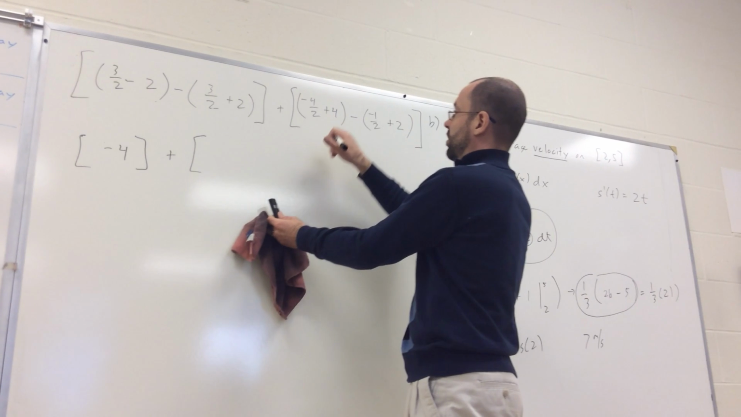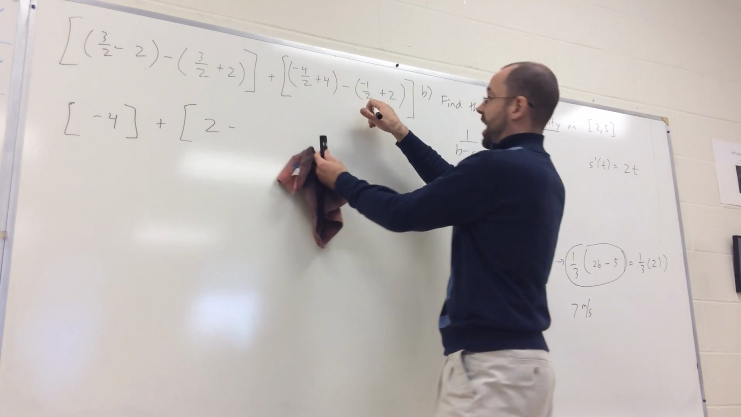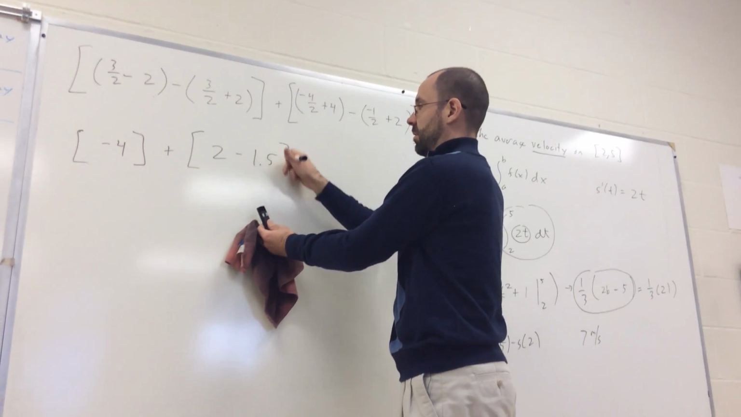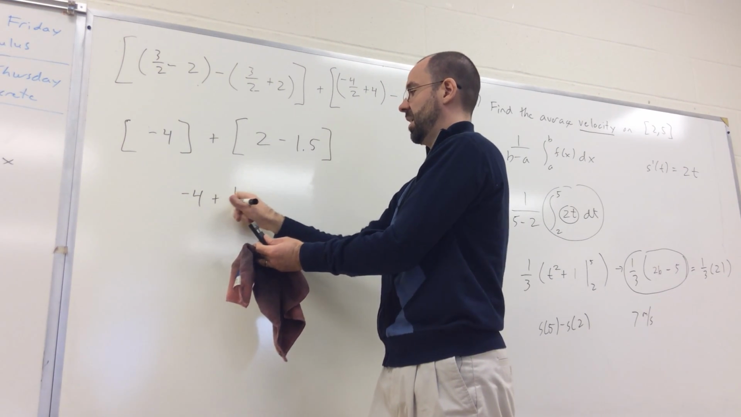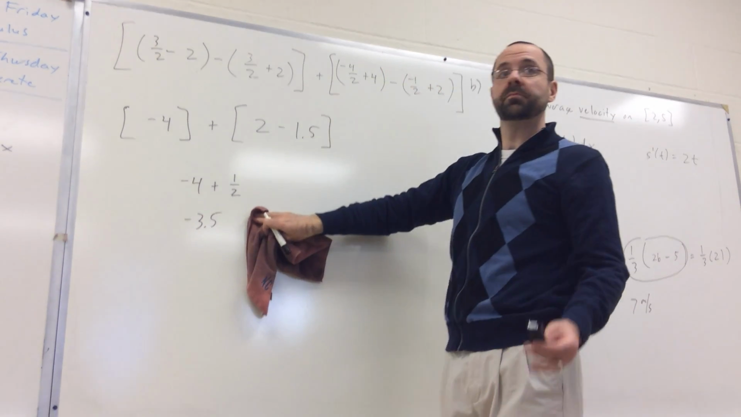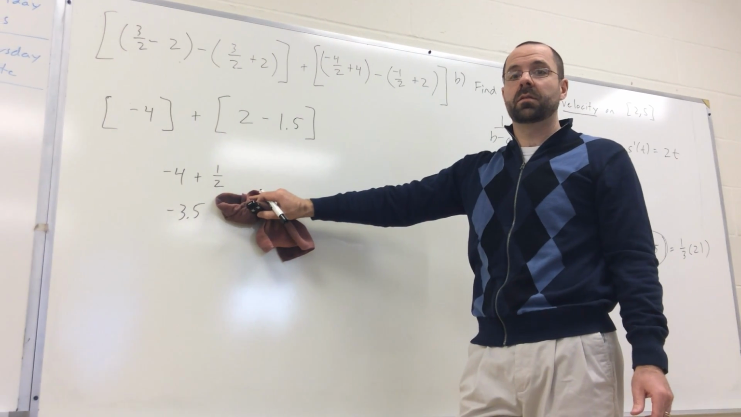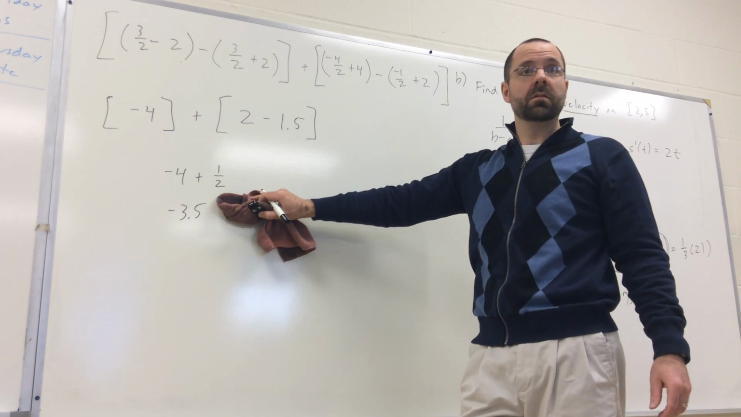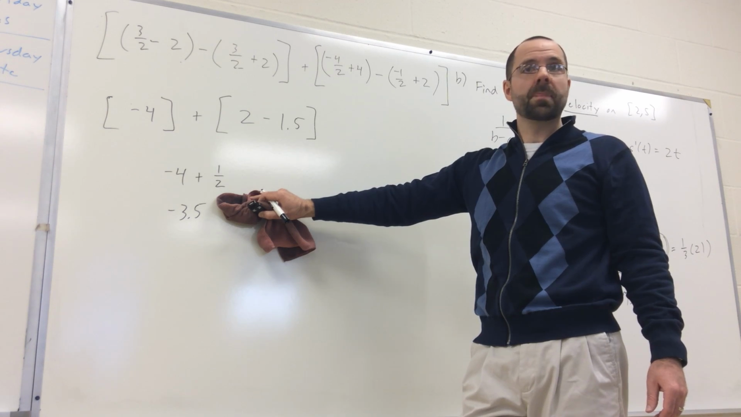So this is negative 2 plus 2 plus 4, so that's 2. This is negative a half plus 2, so that's positive 1.5. So we have negative 4 plus a half, so we have negative 3.5. Everybody doing okay?